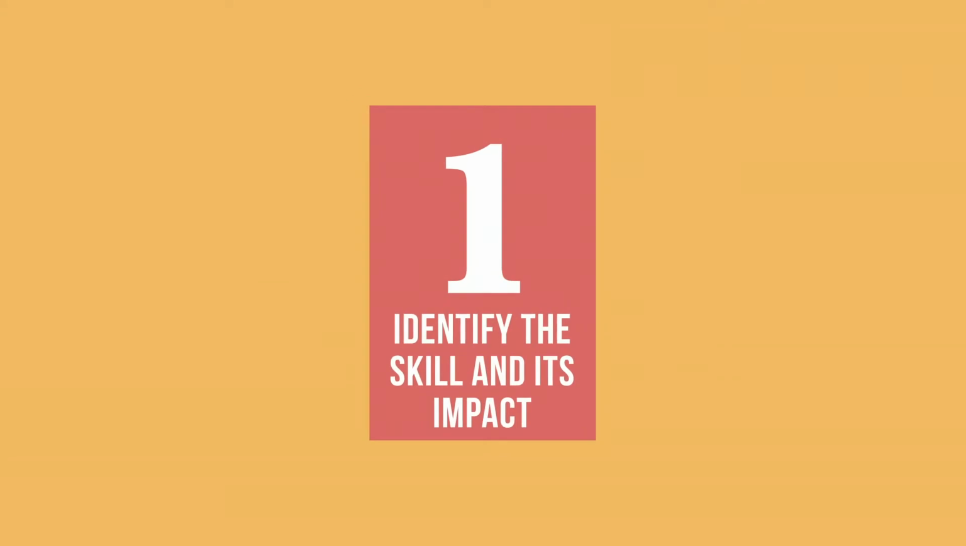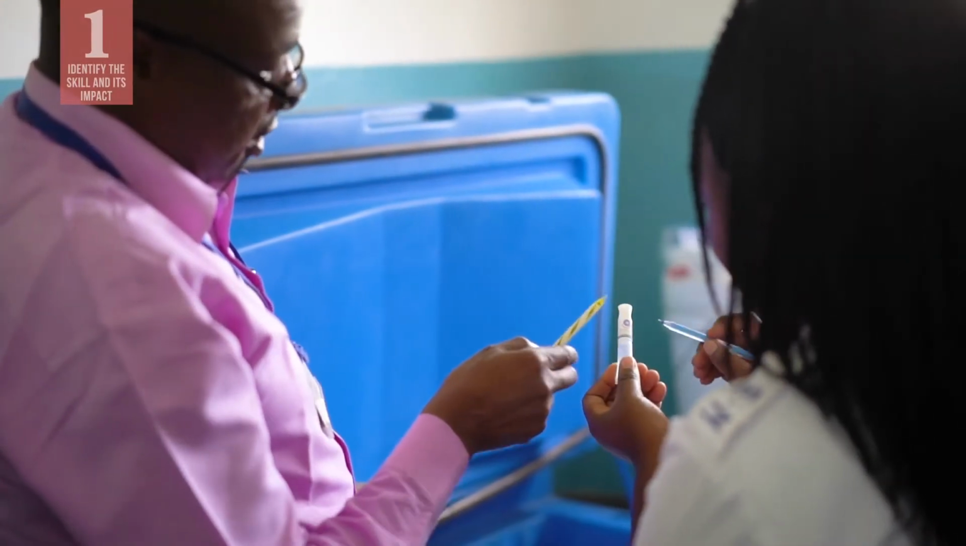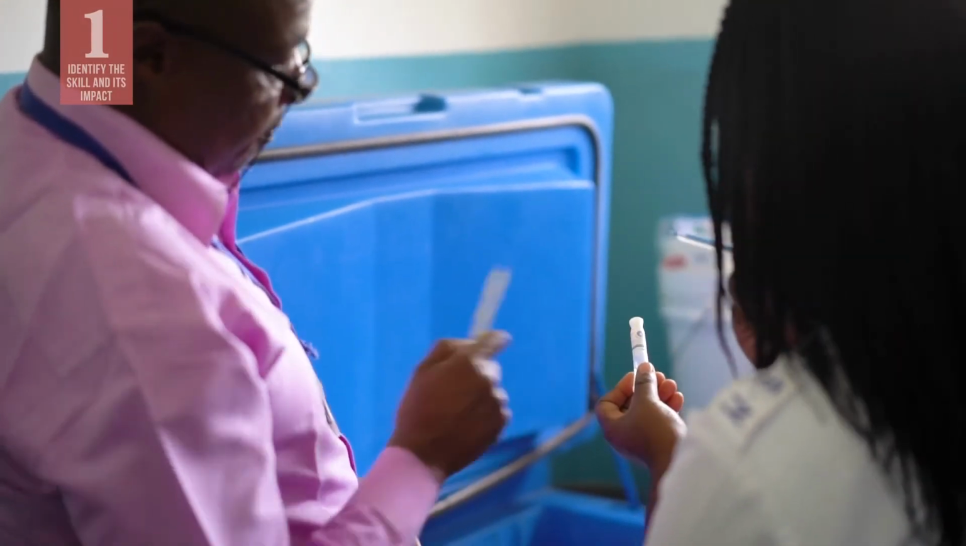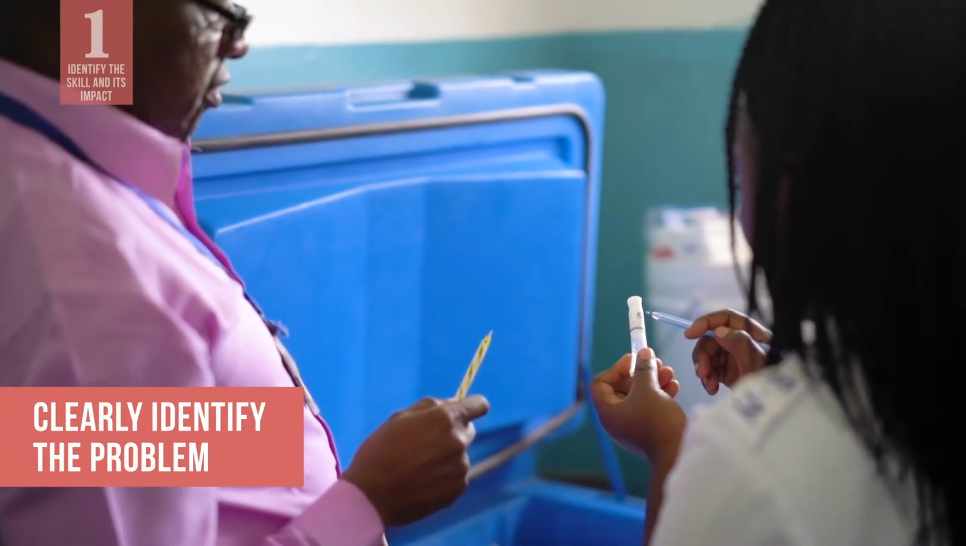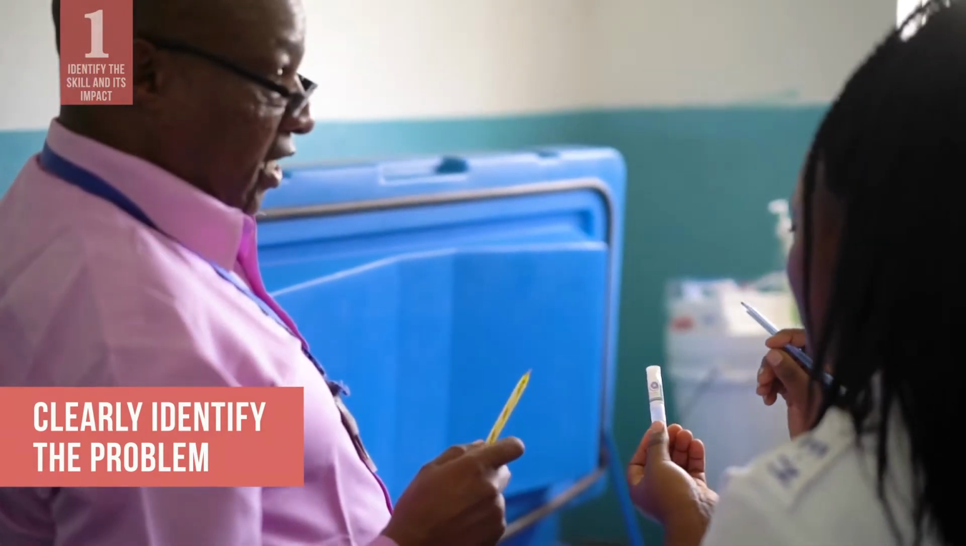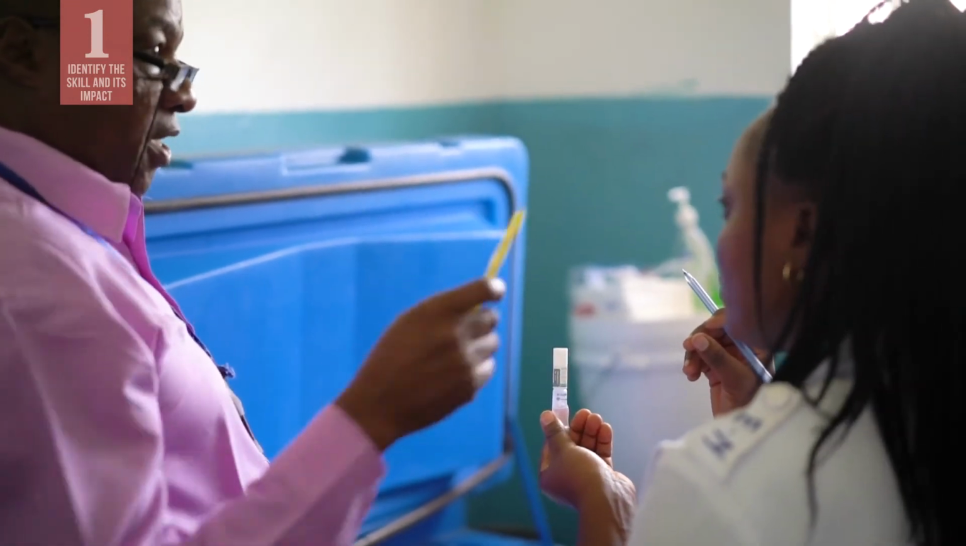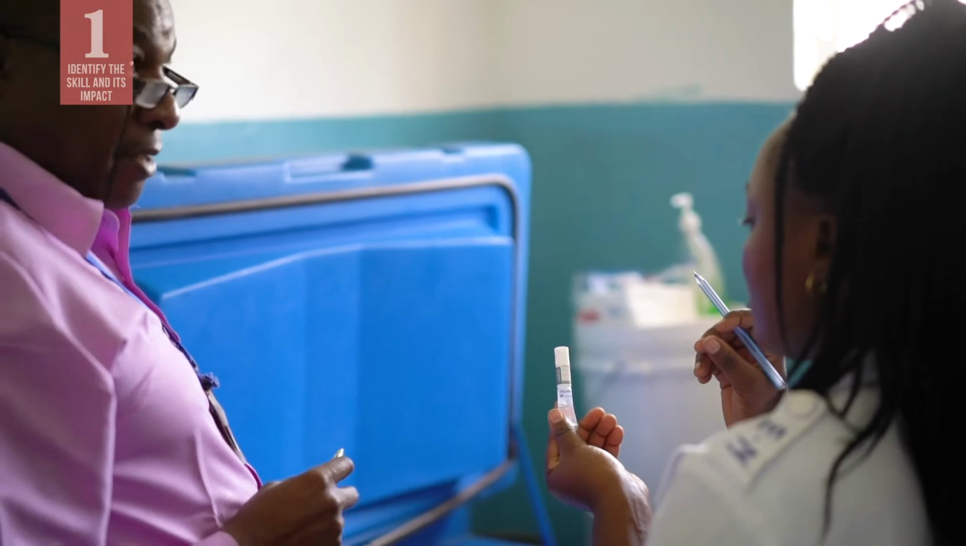First, identify the skill and the impact of it being done well. When you observe a skill that needs work, do not just say it is wrong. Clearly identify what the problem is so the person understands where to focus. For example, you would let the health worker know they are not reading or interpreting the VVM correctly.